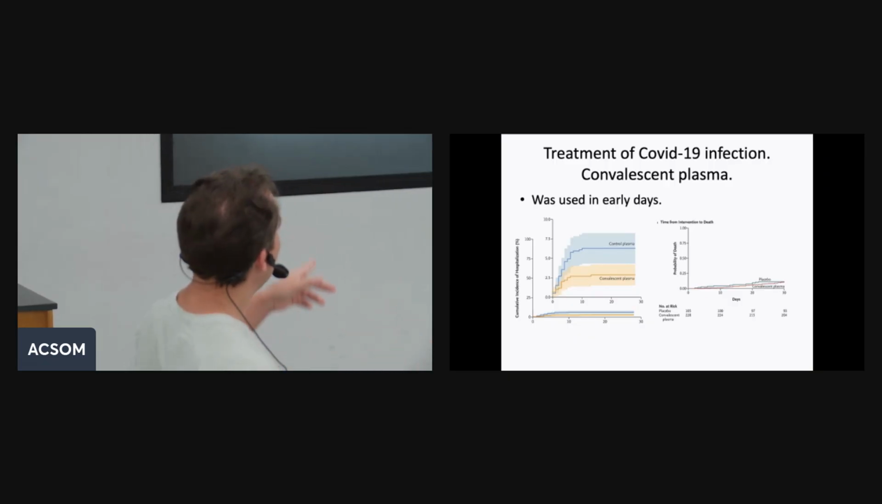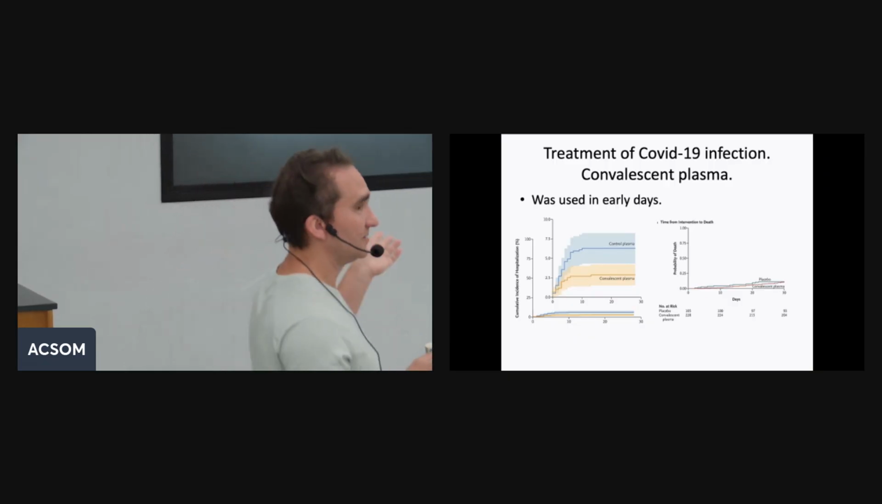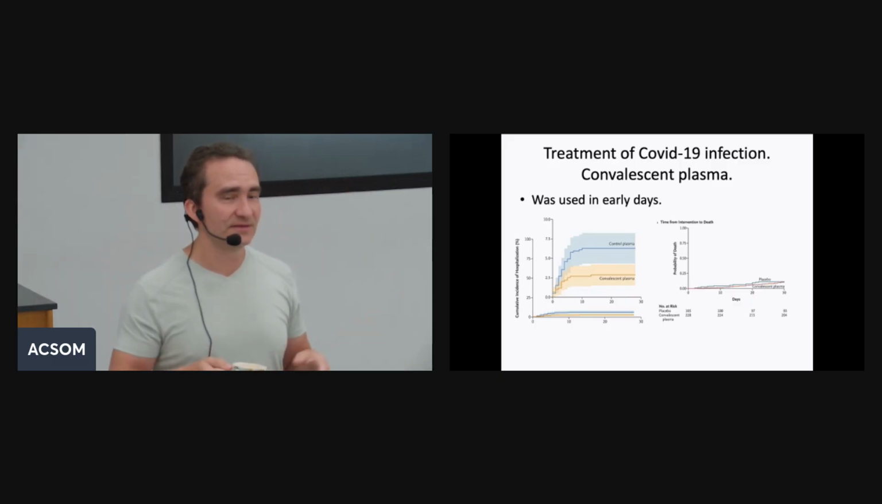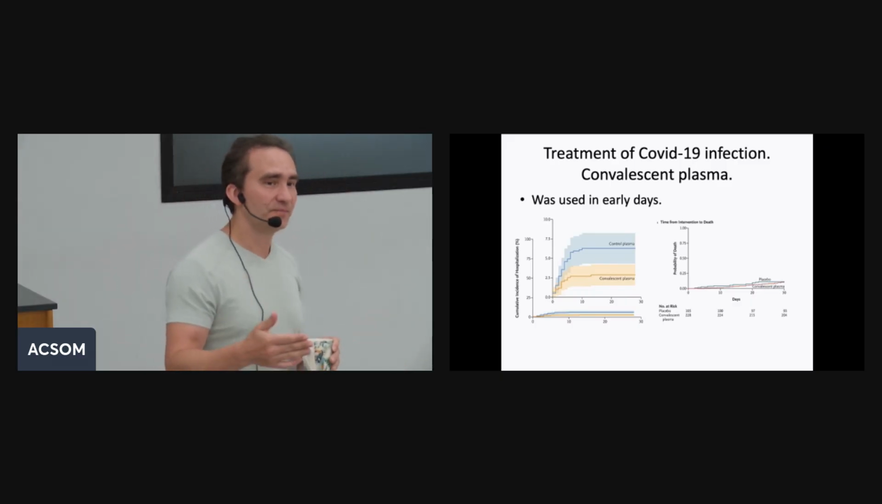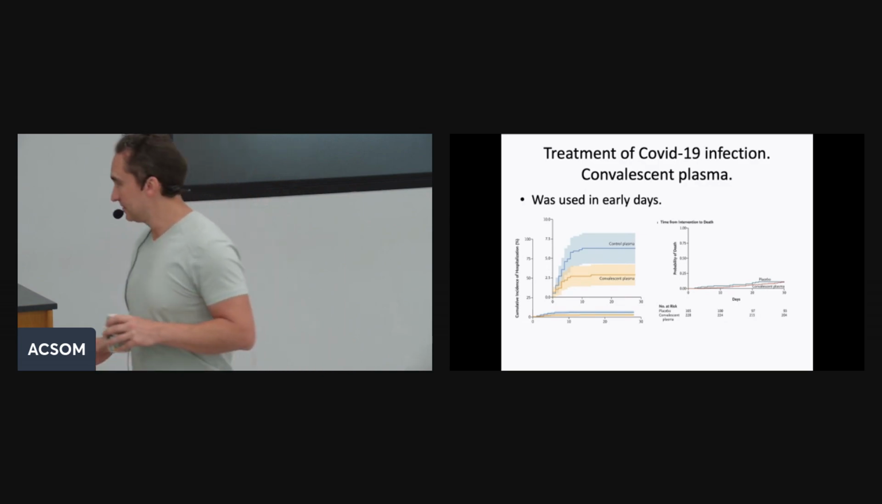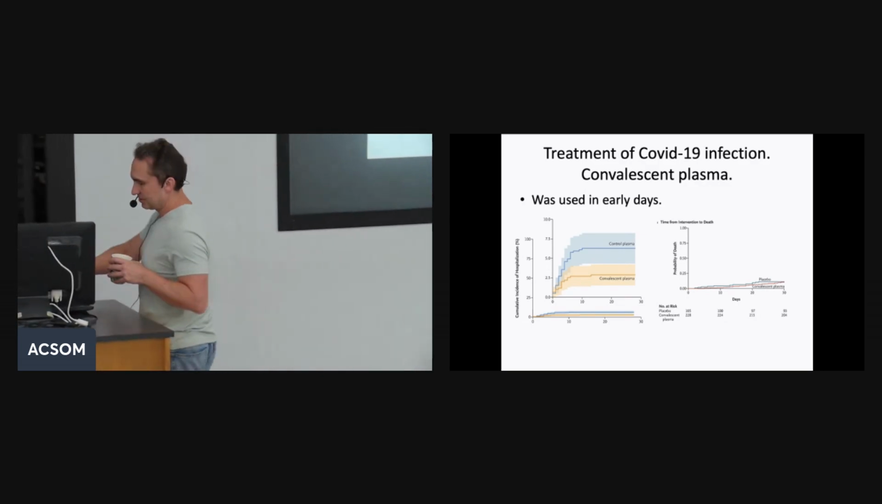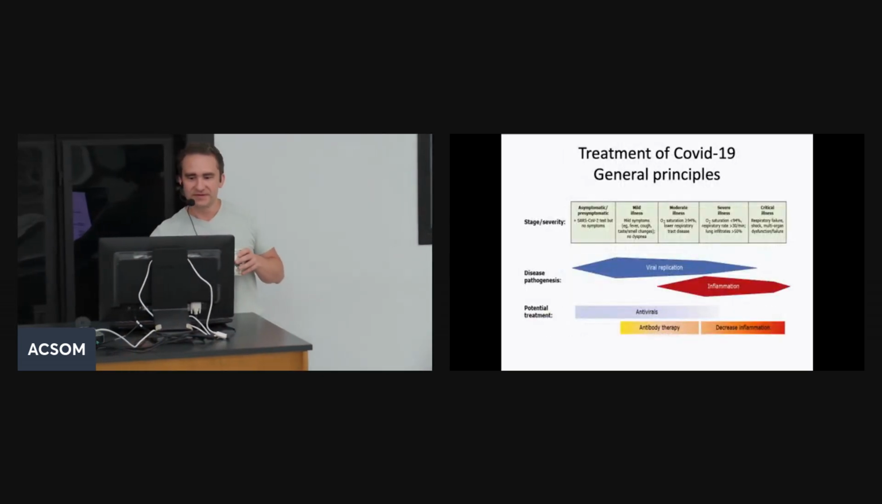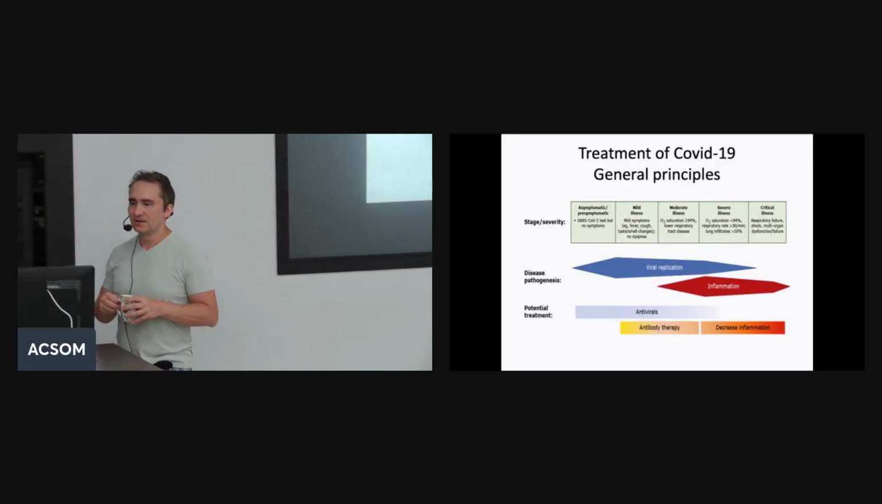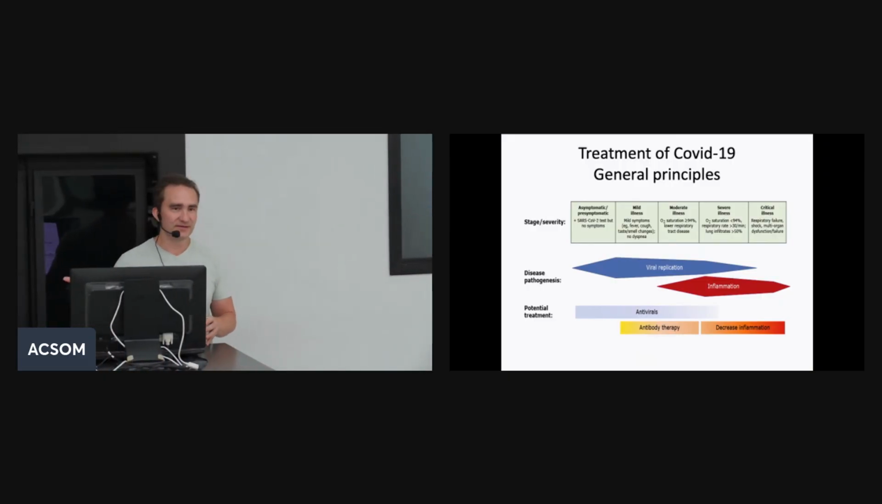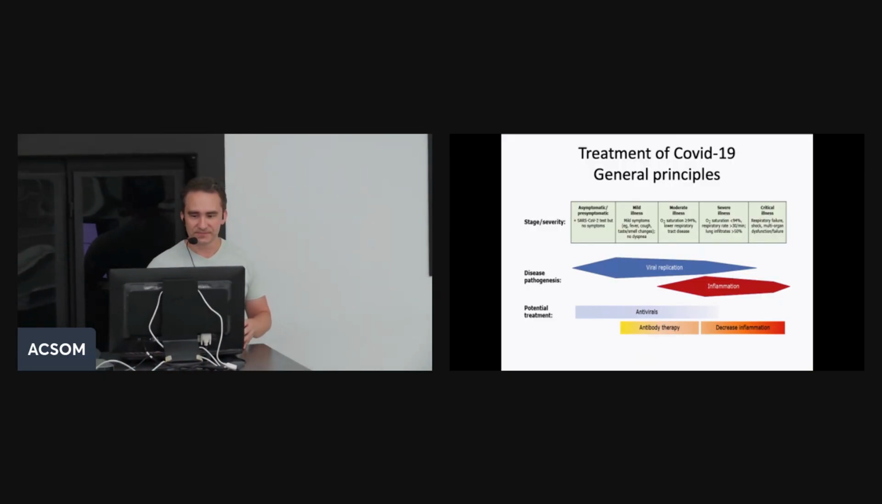But here it was given as outpatient. They selected high risk patients and gave it before they developed severe symptoms. So if you look at the previous image, they were preventing viral replication with the convalescent plasma. And if you give it too late, then it's too late. It's not going to work.